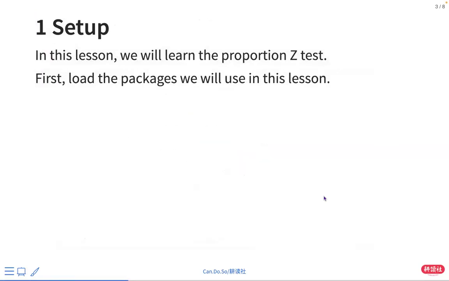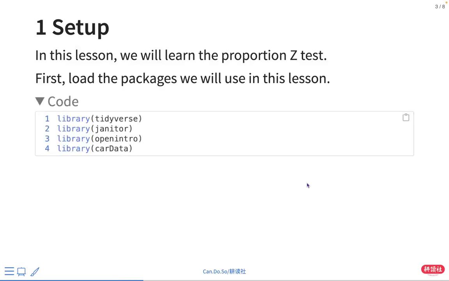In this lesson, we will learn the proportion z-test. First, let's load the packages we will use in this lesson. This one, tidyverse janitor, will help us to use a table in tidyverse, and OpenIntro will help us to draw a plot of normal distribution, and the card data is the data package.